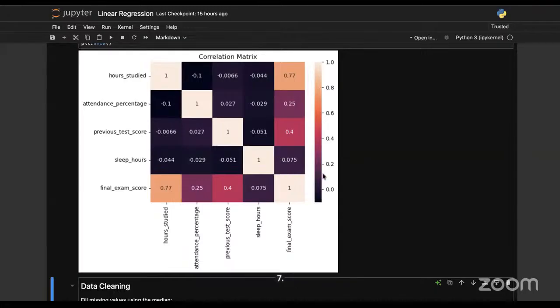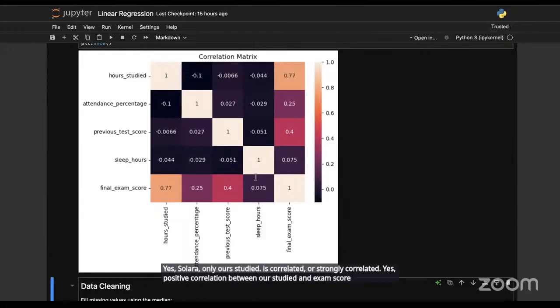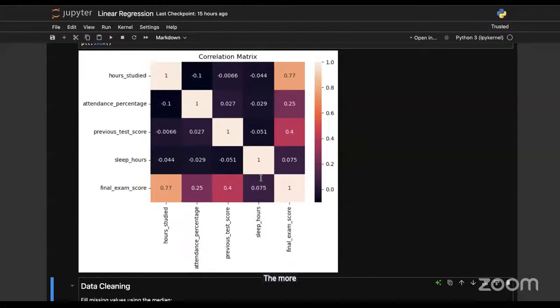Attendance percentage against attendance percentage like that. So yes, Solara, only hours studied is strongly correlated. Yes, positive correlation between hours studied and exam score. Haruna, yes, the more hours, perfect. The more hours a student studies, the higher the exam score will be.